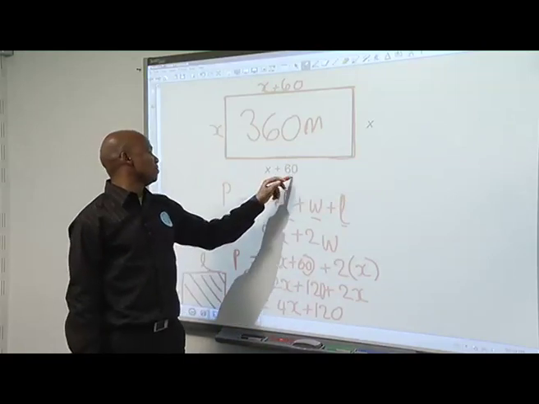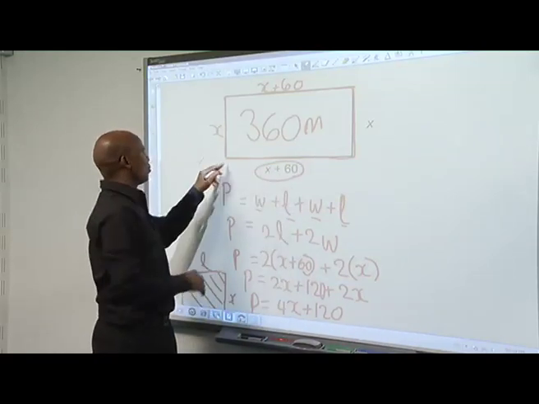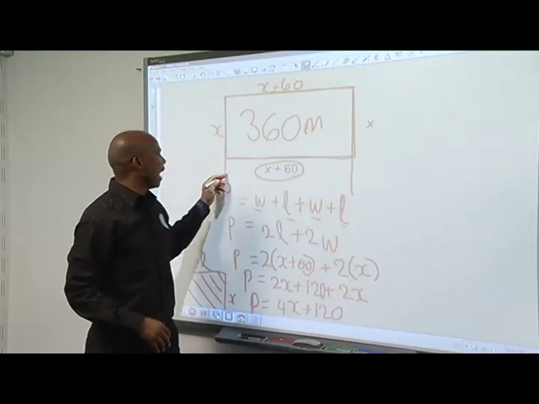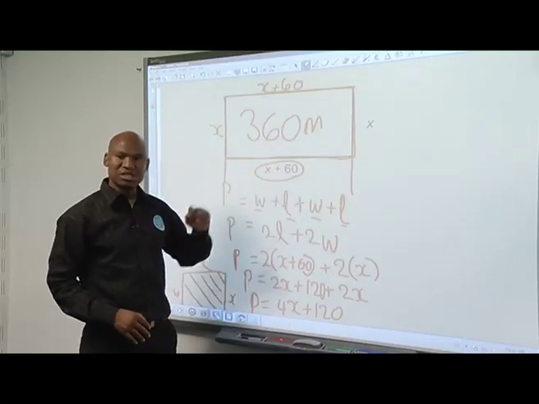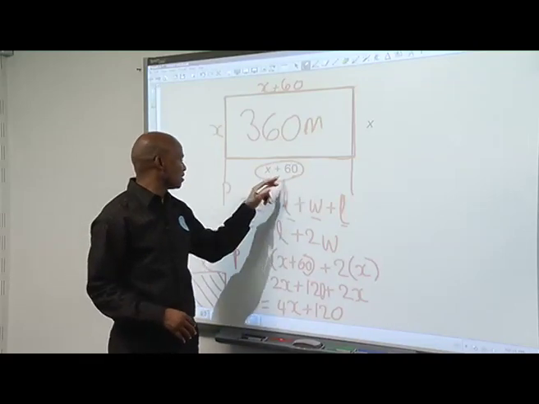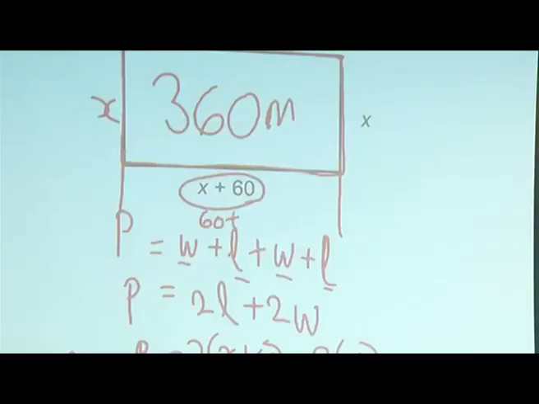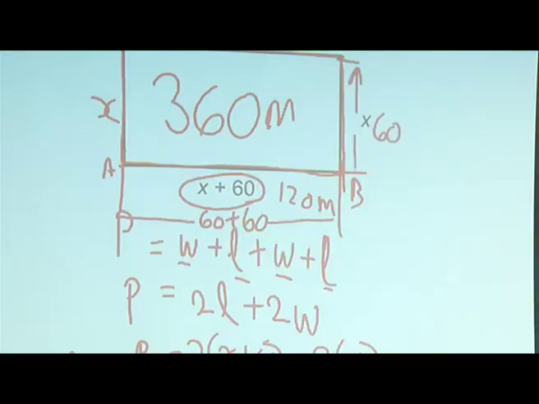They may ask to check if you know the actual length, not in terms of x. We are going to say this is 60 plus 60. And what is 60 plus 60? It is 120 meters. That is from A to B, we are going to get 120 meters. And from here up to there, we will be getting 60, because that is the value of x.